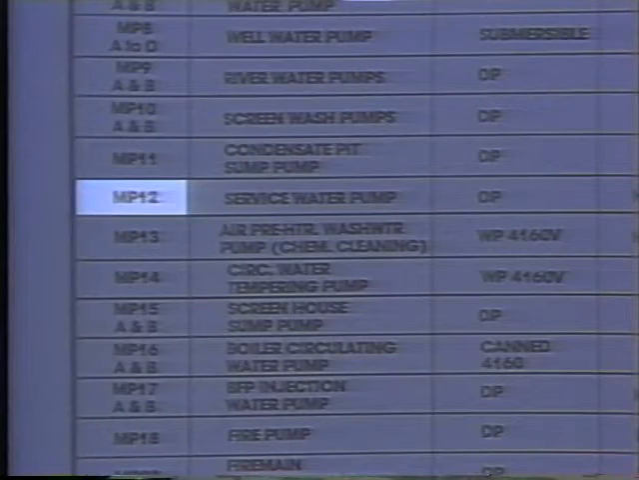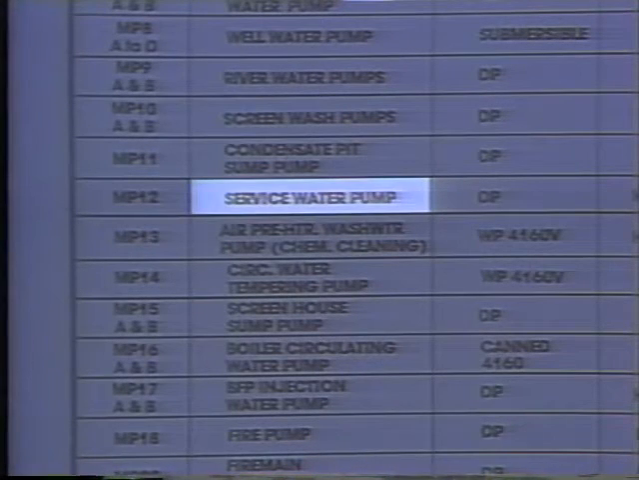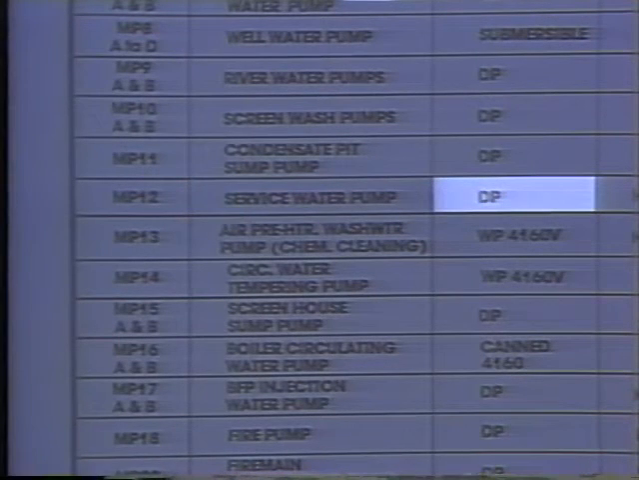Let's take a look at one of the motors listed in the index. We'll use MP12. This letter-number combination identifies the motor. Now, following this line from left to right, the first column under service tells us it's a service water pump. In other words, this motor drives a water pump. In the next column that designates the type of motor, we see the letters DP. DP means the motor has a drip-proof enclosure. The manufacturers designate a motor type depending on the type of enclosure the motor has.